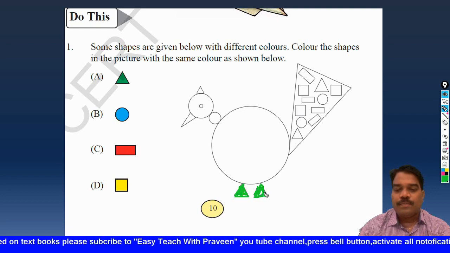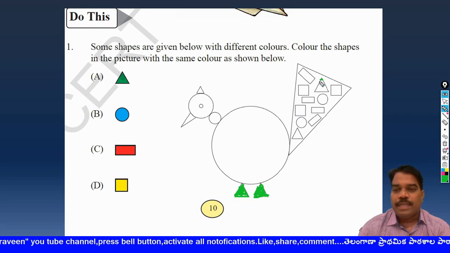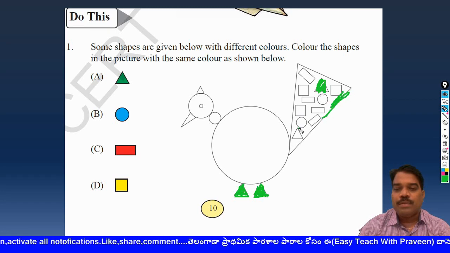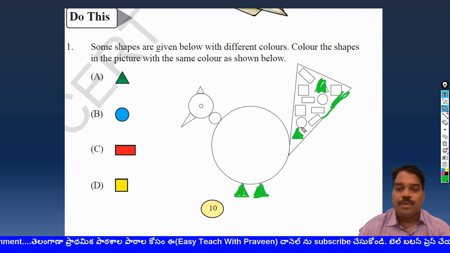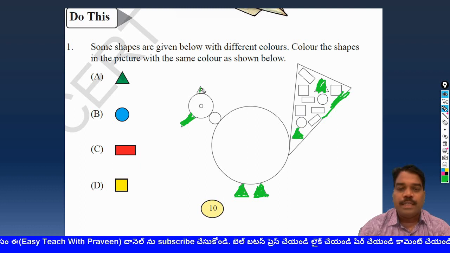Okay, right, and for all the triangles you have to do that. For all the triangles, even the big triangle, also same shape. So like this you have to fill up the color. అన్ని ట్రయాంగిల్స్ లో మీరు సేమ్ షేప్ సేమ్ కలర్ యూస్ చేయాలి. ఇక్కడ గ్రీన్ కలర్ ఉంది కదా ట్రయాంగిల్స్ అన్నిటికీ, సో ట్రయాంగిల్స్ అన్నిటికీ గ్రీన్ కలర్ వేసేయండి.